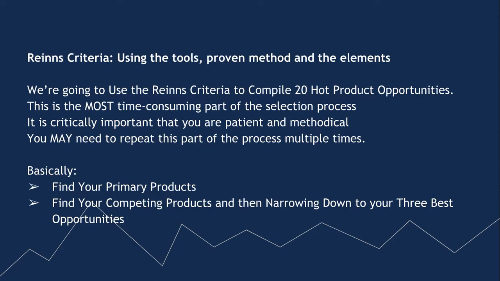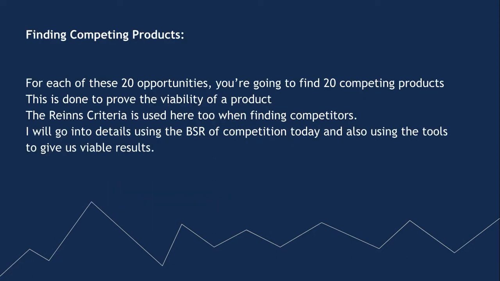So basically, you find your primary products, find your competing products, and then narrow down to your 3 best opportunities. That's how you do it. All right, that's how it's done. So remember, guys, like I told you last time, what primary products are. These are the things that you want to sell on Amazon. Okay, so finding competing products, again, for each of those 20 opportunities or 20 primary products you have found, you're going to find 20 competing products that is done to prove viability of a product.